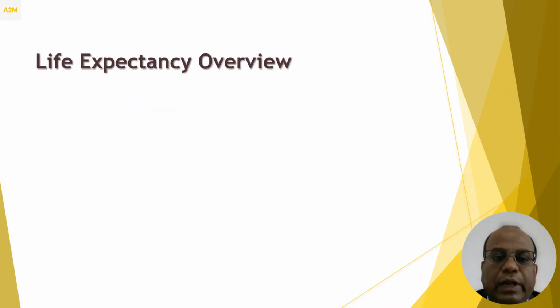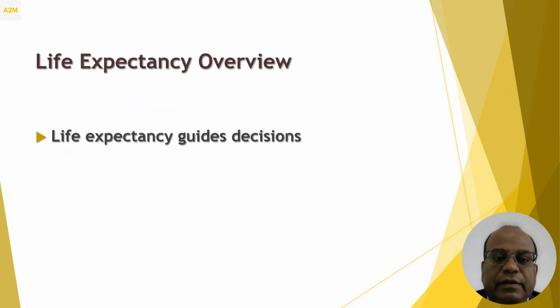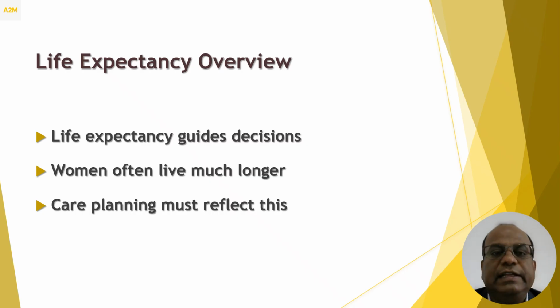When caring for older adults, it helps to understand life expectancy. Life expectancy is the average number of years a person of a certain age might still live. This is not a prediction for each person, but it helps guide decisions. In many countries, women live longer than men. For example, an 80-year-old woman may live several more years than an 80-year-old man. This difference is important when we talk about treatments, screening, or long-term planning.